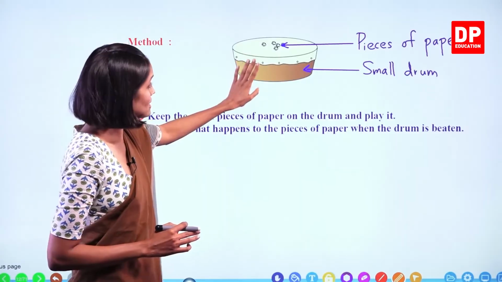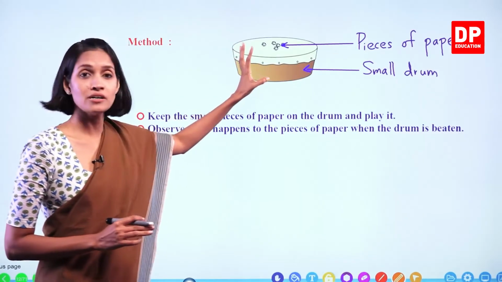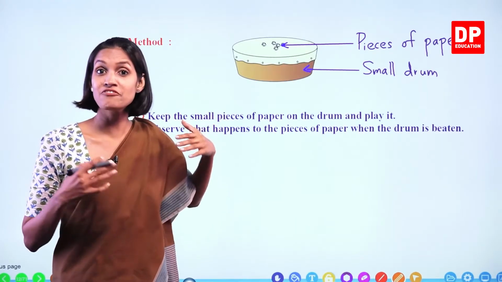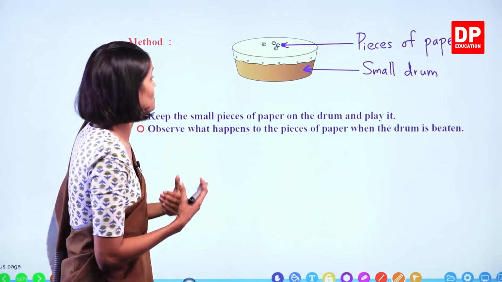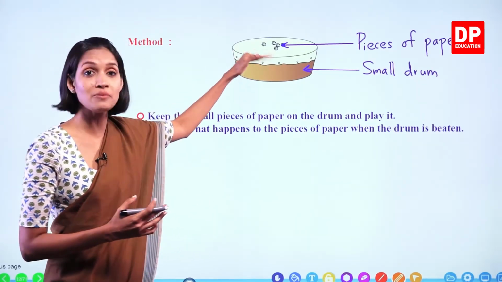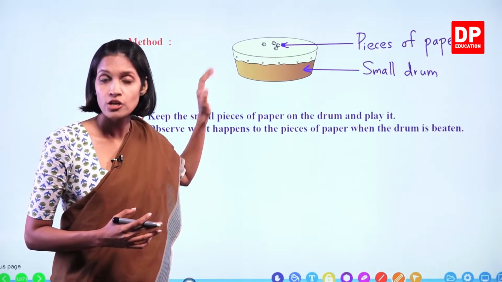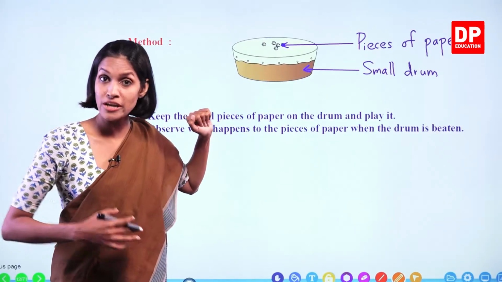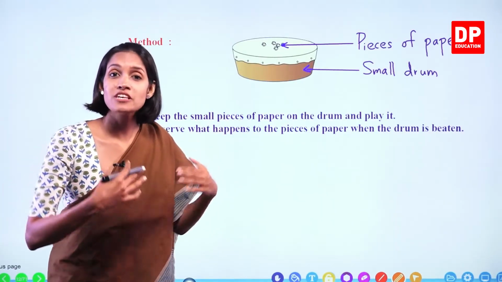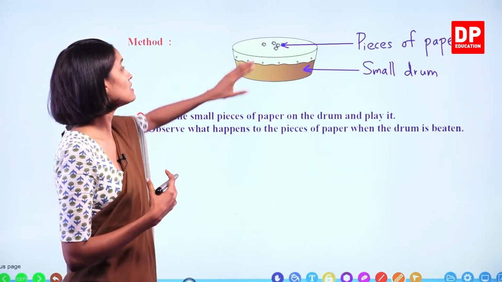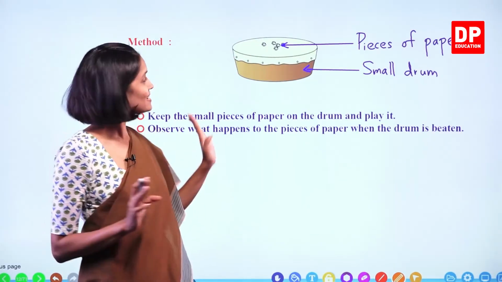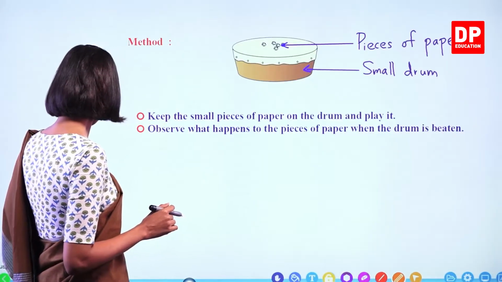So, you are going to learn later this type of continuous movement of certain material is known as a vibration. So, actually what happens is this drum skin vibrates when we beat the drum. Okay, so when we beat, the drum skin starts to vibrate continuously. So, because of the vibration only, these pieces of paper also move here and there. Understand? Let's write the conclusion.